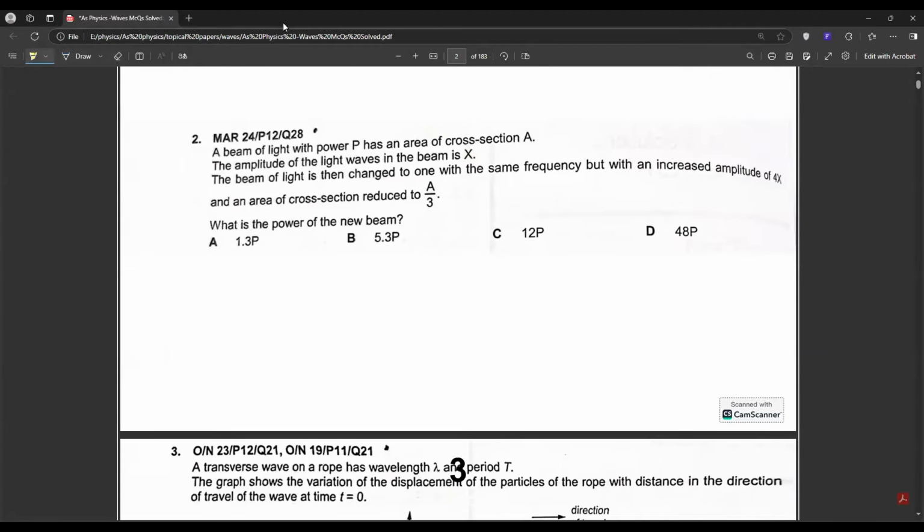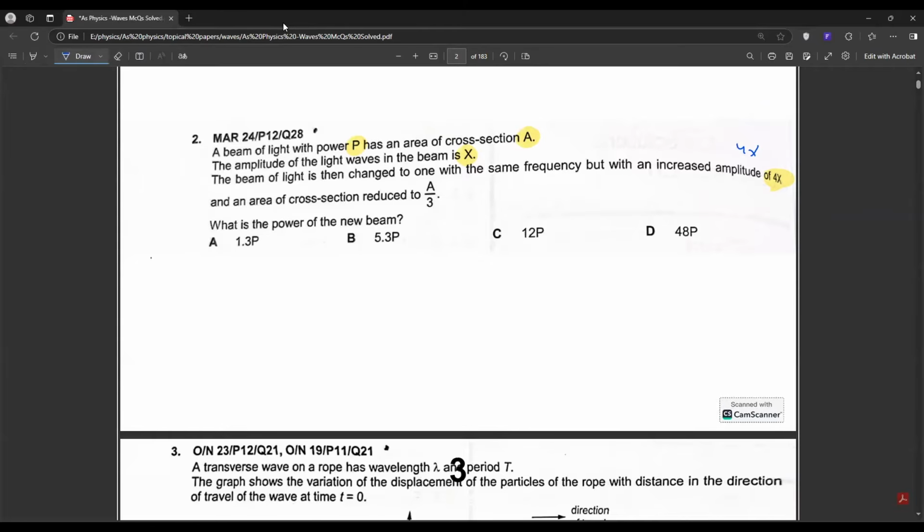Okay, let's see this question. A beam of light with power P has a cross sectional area of A. The amplitude of light waves in the beam is x. The beam of light is then changed to the same frequency but with an increased amplitude of 4x and a cross sectional area of A over 3. What is the new power of the beam? We have to calculate the new power of the beam.